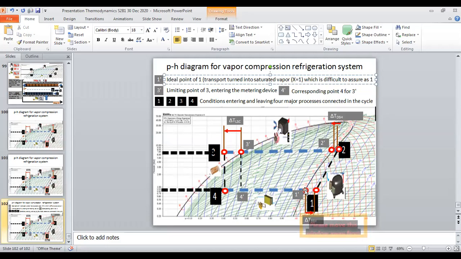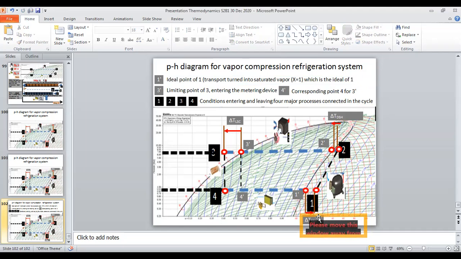Good, but it is very difficult, so instead of saying difficult, let's say which is the ideal point, the ideal of 1. Ideal of 1, that is okay. Very nice.